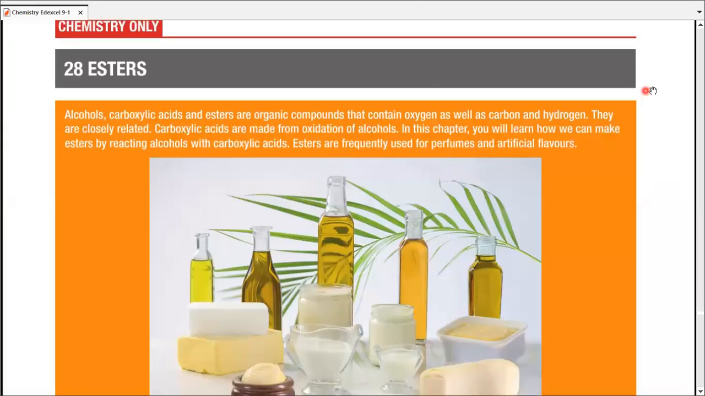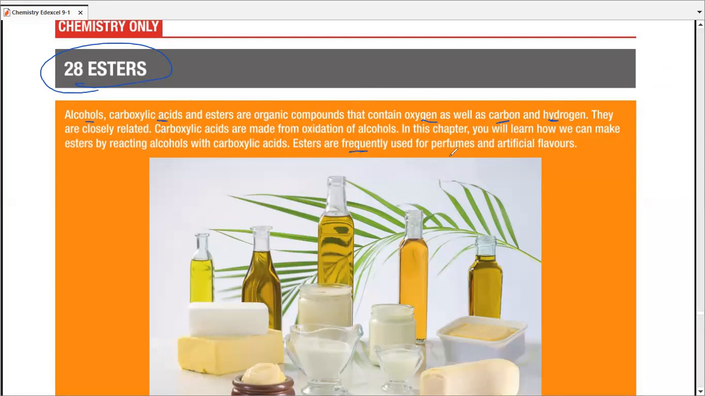All right, so Esther, now in the previous parts of alcohols and carboxylic acids, we do understand that all alcohols, carboxylic acids, and esters are organic compounds, and they are made up of carbon, hydrogen, and oxygen, as we know from their formula as well. Now they're closely related, and actually esters are something that are made up of carboxylic acid and alcohol themselves.